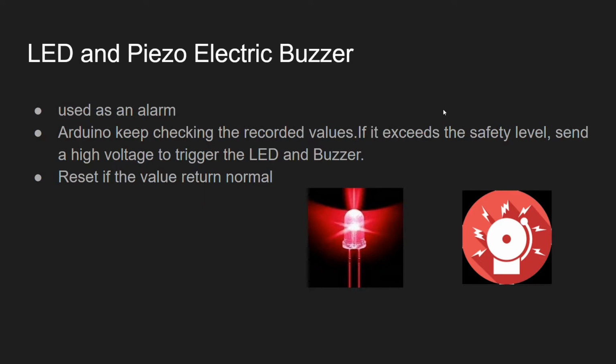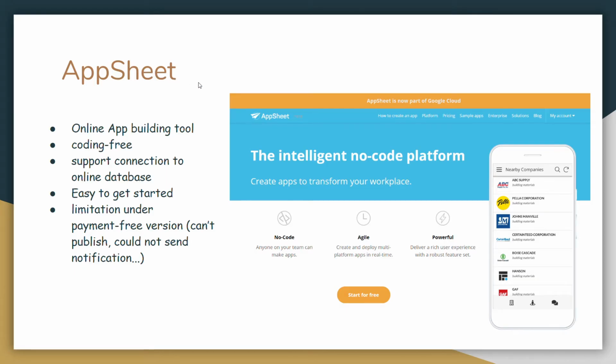The LED and the buzzer are used as an alarm. The Arduino will keep tracking the recorded value. If the value exceeds the safety level, then the Arduino will send a digital high voltage to trigger the LED and the buzzer to alert the employee. The alarm will be reset if the value returns to normal, or it could be turned off by the management.